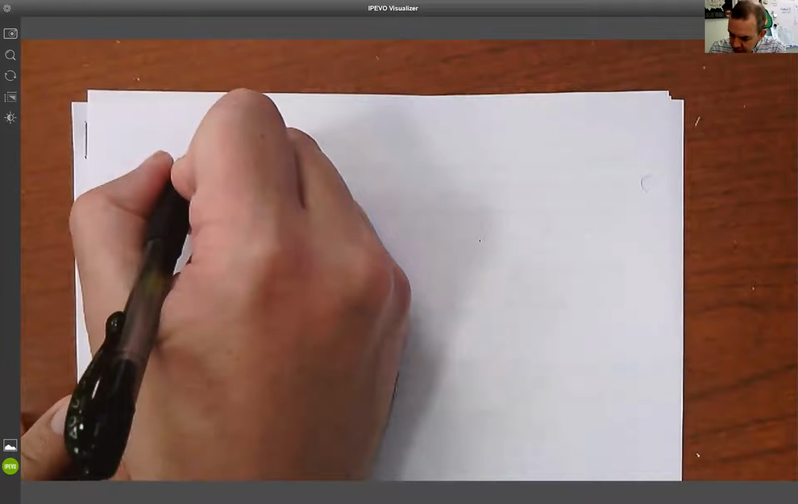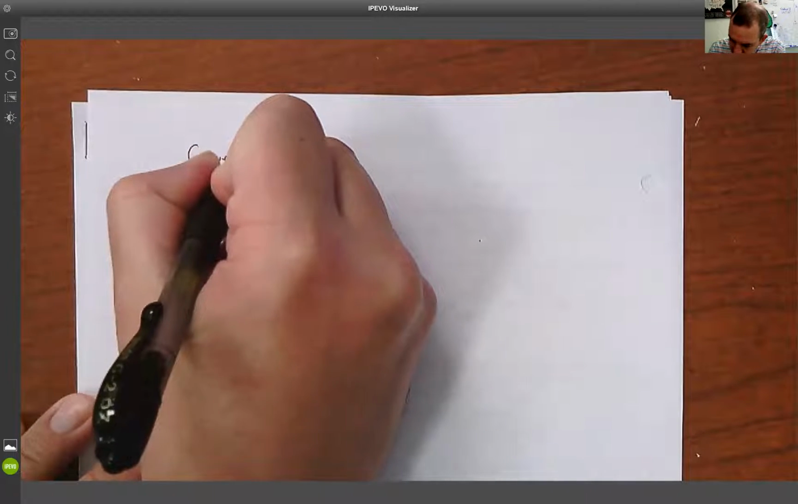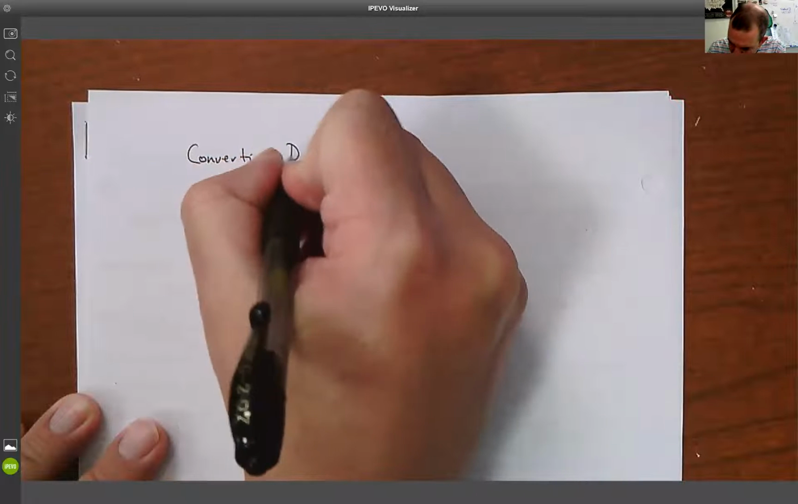Okay, so here is the deal. We are going to now talk about converting from radians to degrees and degrees to radians. There's just one number that you need to know. So we'll start from converting degrees to radians.